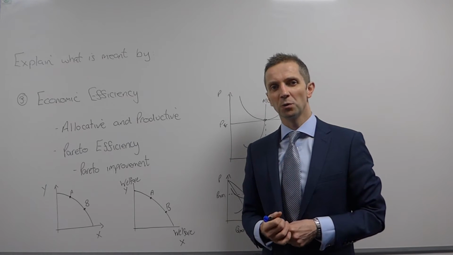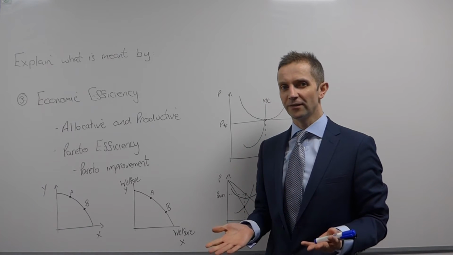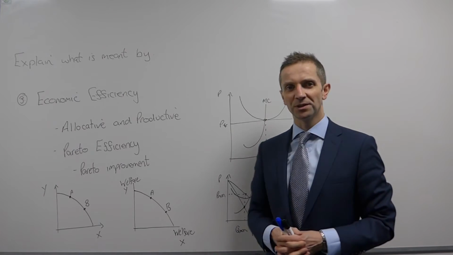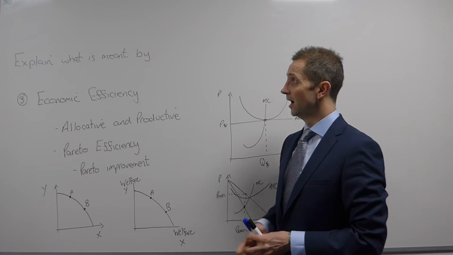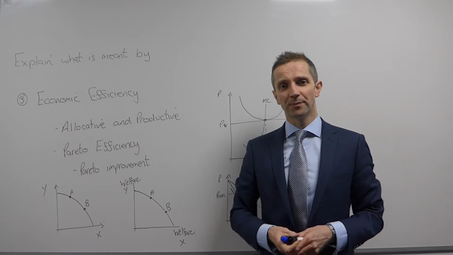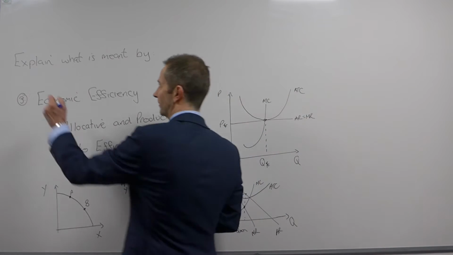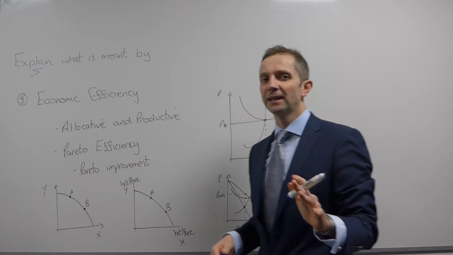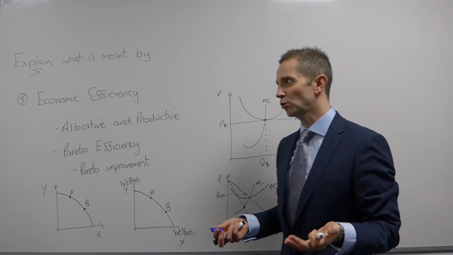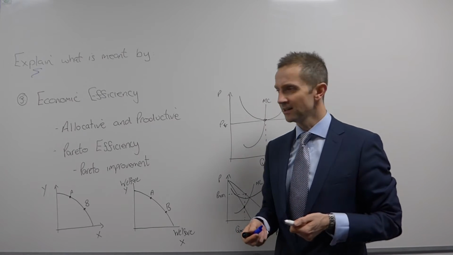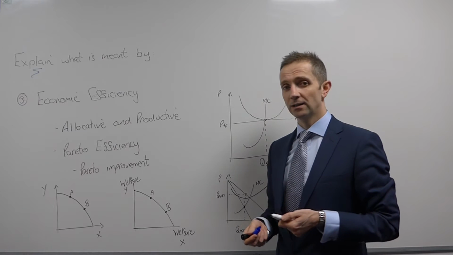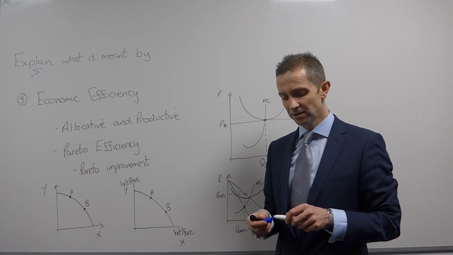Hi there subscribers, welcome back, and I'm looking today at the final efficiency point on the OCR A-level specification, and that is explain what is meant by economic efficiency. So it's an explain directive word, i.e. scratch the surface, understanding and interpretation. And let's, without further ado, get stuck into this.